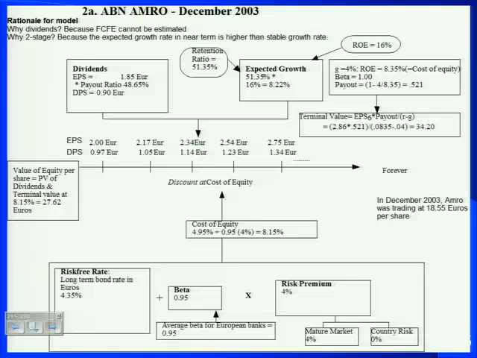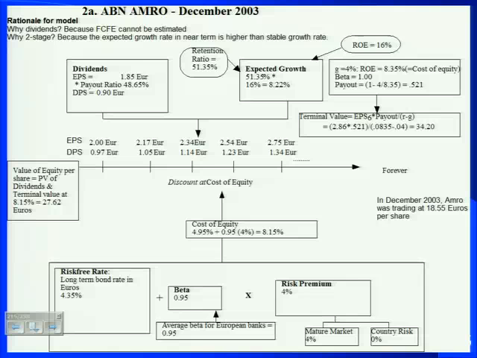Let's take a second valuation. This is a valuation of ABN AMRO from December of 2003. Very different point in time, so take those numbers with a grain of salt. Okay? So I've decided to use a dividend discount model. Why? Because I'm a coward. I can't estimate cash flows. I've kind of given up.